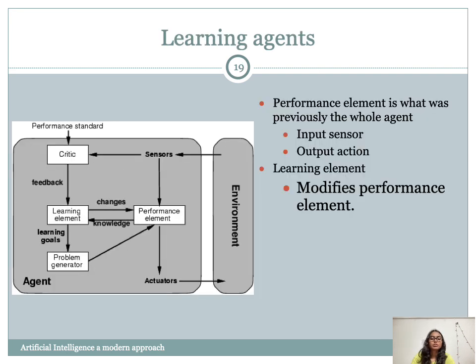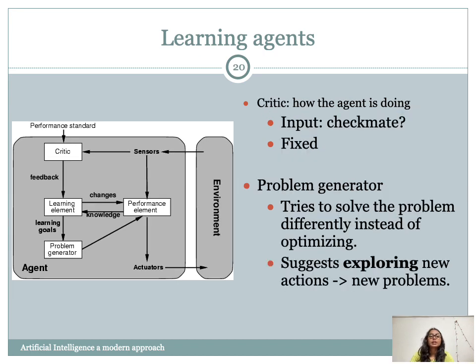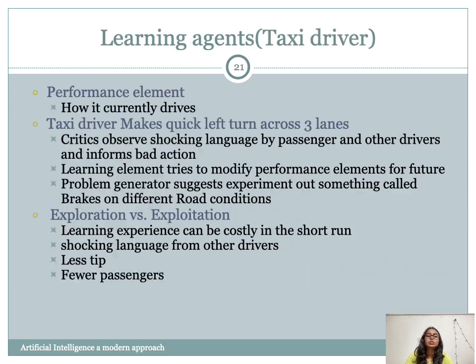Then learning agent. The performance element is what was previously the whole agent: input sensor, output action. The learning element modifies the performance element. The critic tells how the agent is doing, with input such as checkmate, fixed. The problem generator tries to solve the problem differently instead of optimizing; it suggests exploring new actions, new problems.